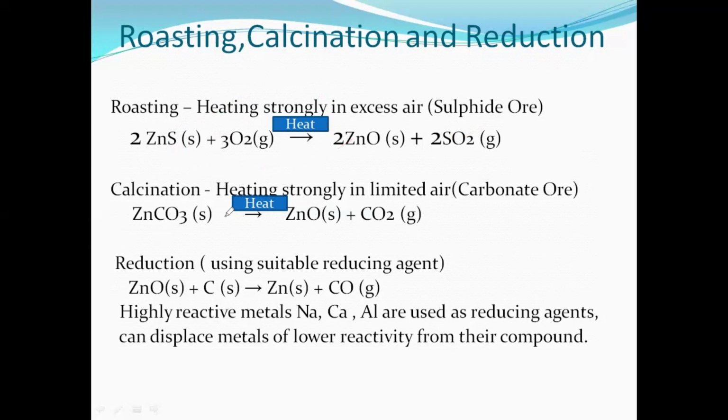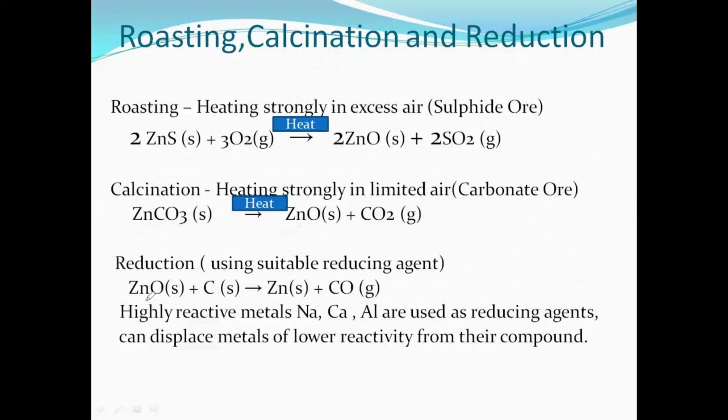In calcination, carbonate ores of metals are heated strongly in limited air. This process is known as calcination. Zinc carbonate is heated strongly in a limited air supply, and zinc carbonate gets converted into zinc oxide and carbon dioxide gas is released during this process. Here the carbonate ore of a metal is converted into oxide form.